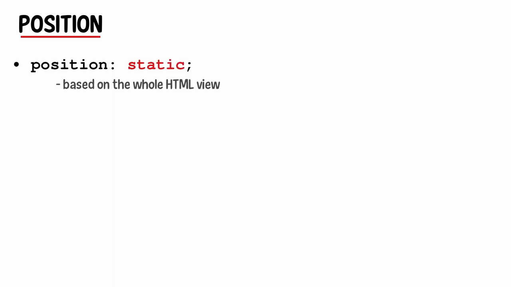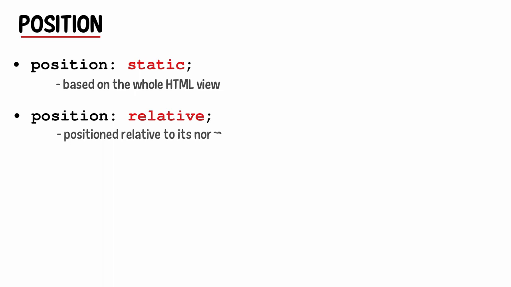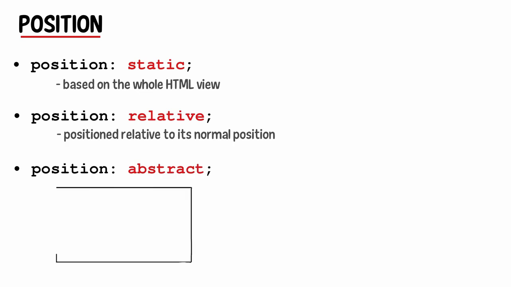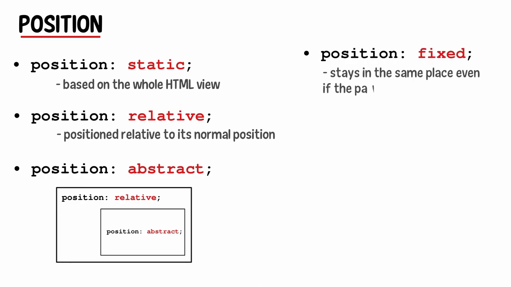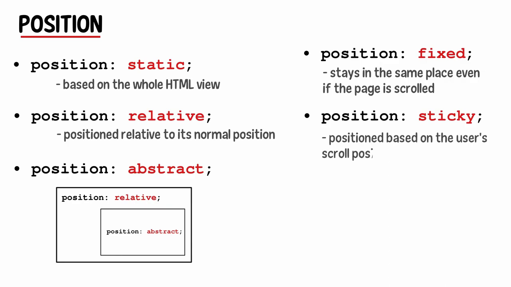Position. Static, the most basic position, is based on the whole HTML view. Relative. This makes a basic position that determines all absolute positions in objects below the hierarchy. Absolute. This position depends on the relative parent. Fixed. This position is always related to the browser window. Stick to the border when we scroll.